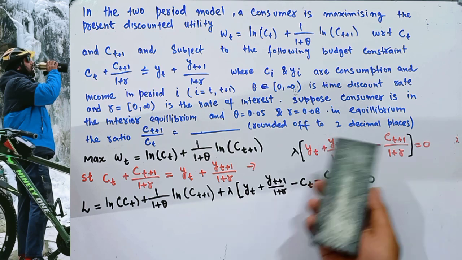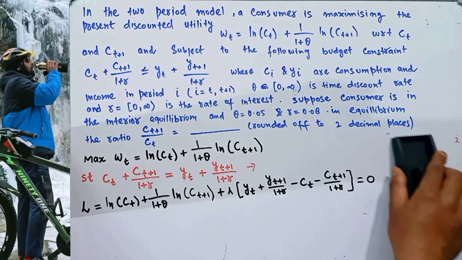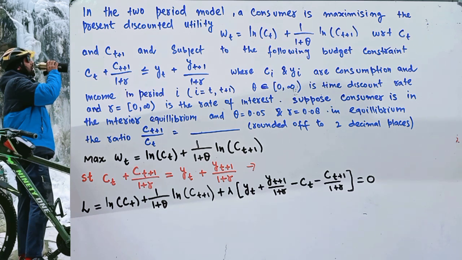So you can see we are being told to find the interior equilibrium. That is why we want to find the optimum bundle here, that is the optimal consumption in the future and current period. Given this Lagrange function, to find the optimal equilibrium, we partially differentiate this Lagrange function with respect to current consumption and future consumption, and set it equal to zero. So to find the optimum, we partially differentiate this Lagrange function with respect to current consumption, that is L subscript C_T.